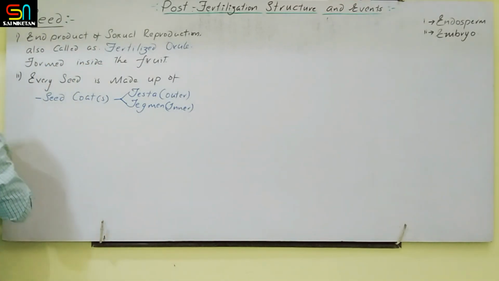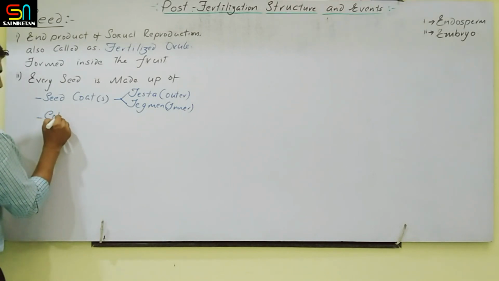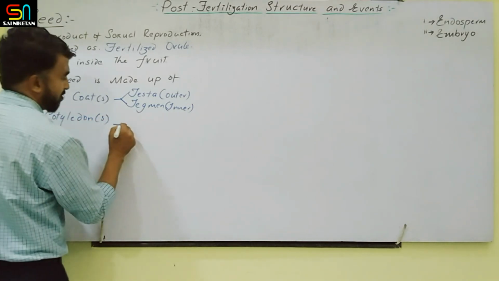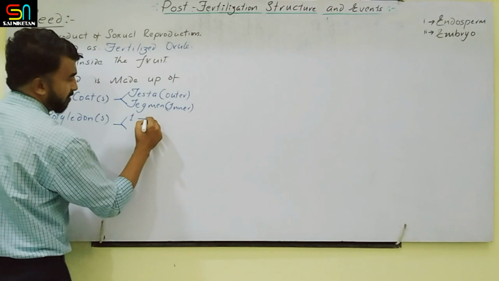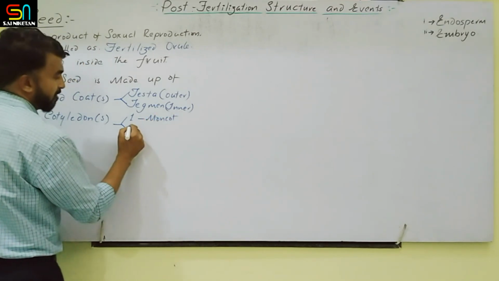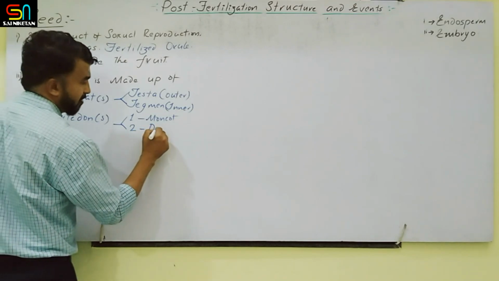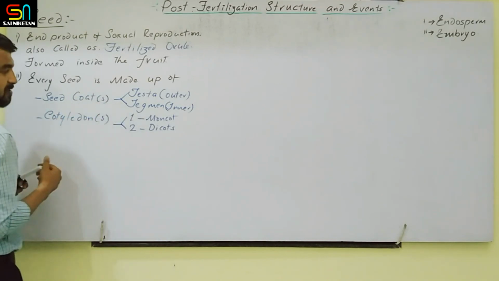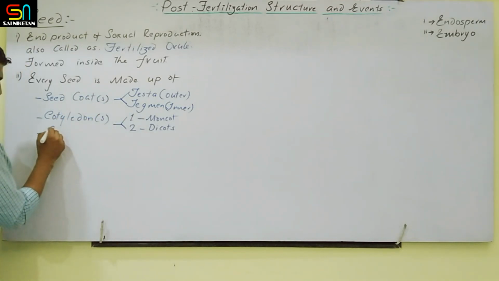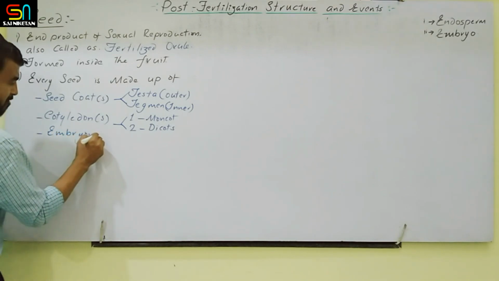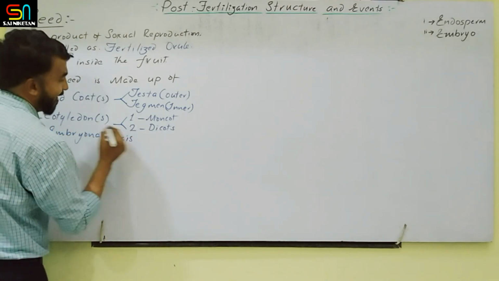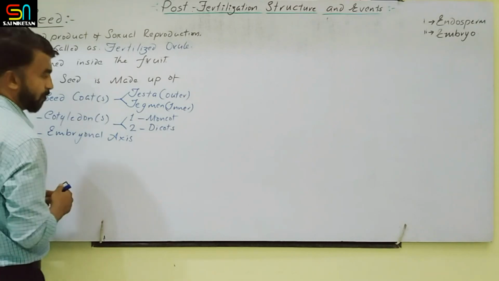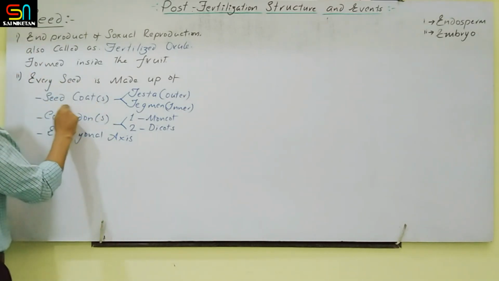Second part contains cotyledon. It contains one cotyledon in monocots, otherwise they contain two cotyledons in dicots. So inside the seed coat, cotyledons are there. Third one is important, that is the embryonal axis. This embryonal axis is developed from the embryo, the zygote. Clear?